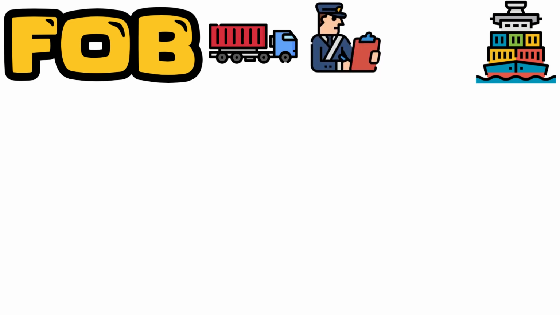2. Free on Board. FOB is often used in sea freight. Under FOB terms, the seller is responsible for delivering the goods to the named port of shipment and covering export clearance. Once the goods are on board the vessel, risk and costs transfer to the buyer.